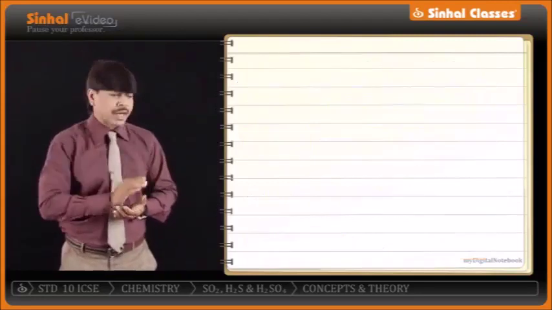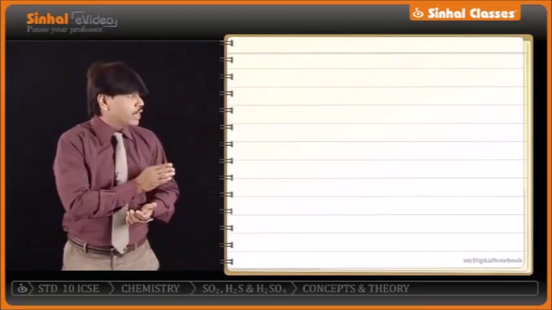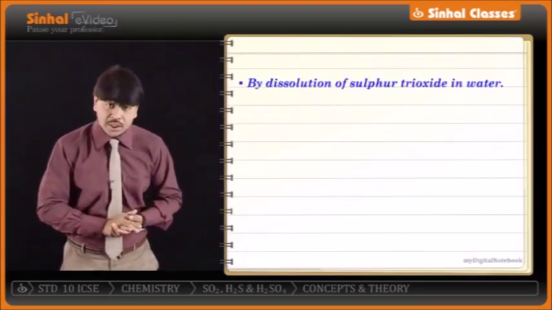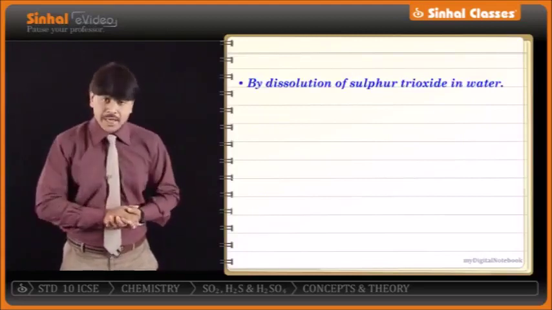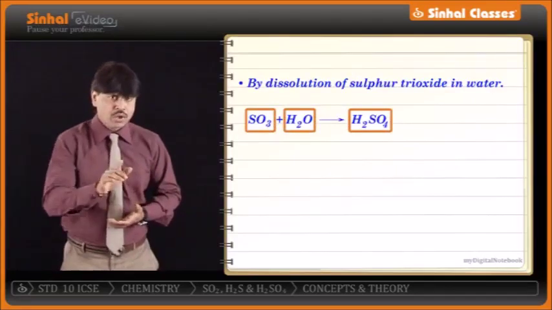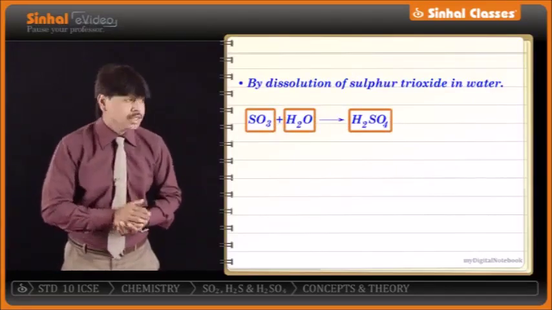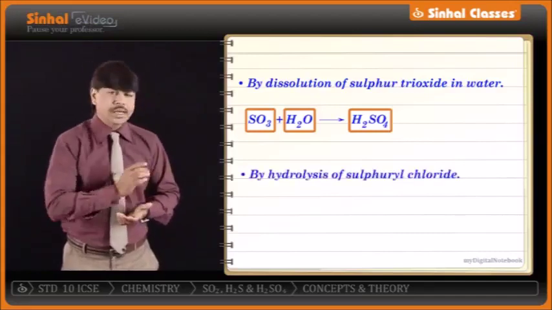You can also prepare it by dissolving sulfur trioxide in water. The reaction for which will be SO3 plus H2O gives H2SO4. You can prepare it by one more method, and that is hydrolysis of sulfuryl chloride.